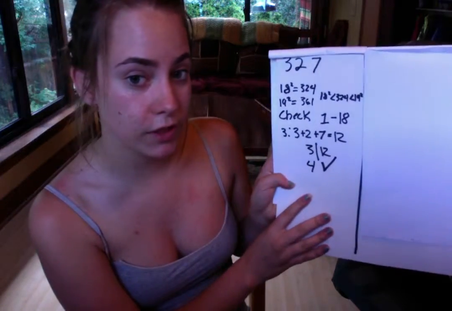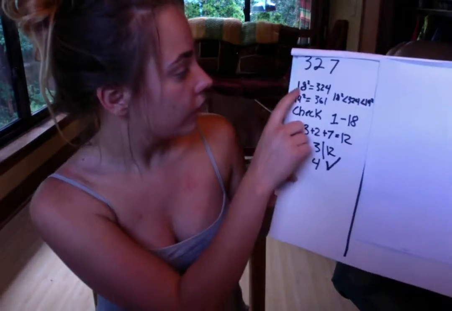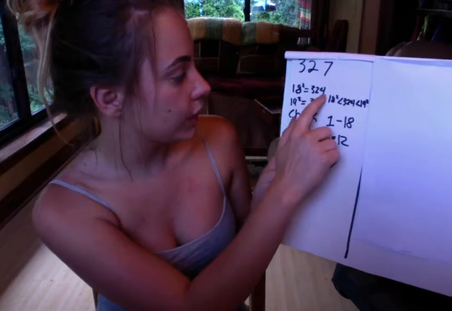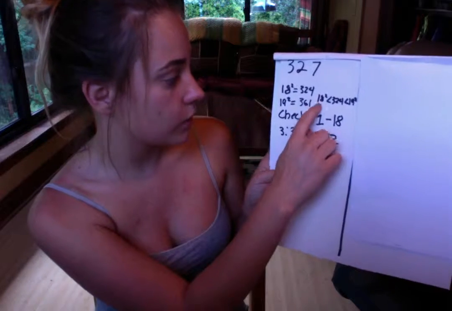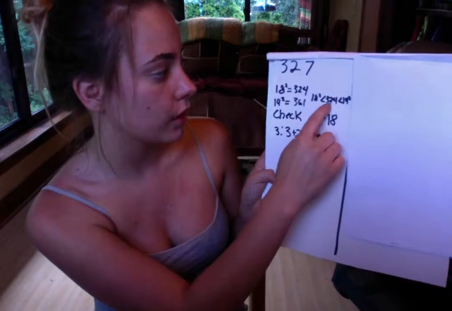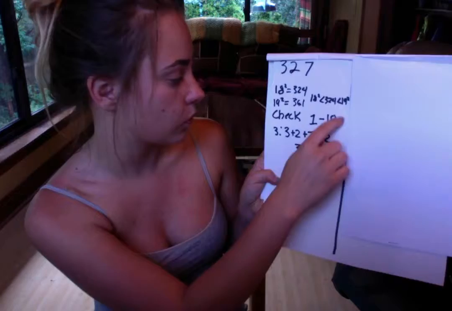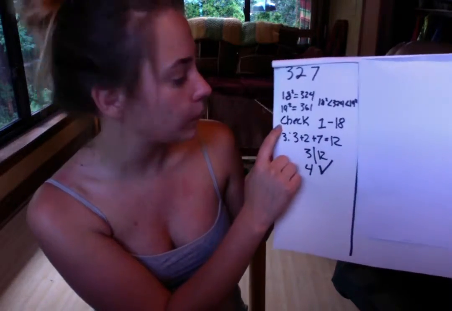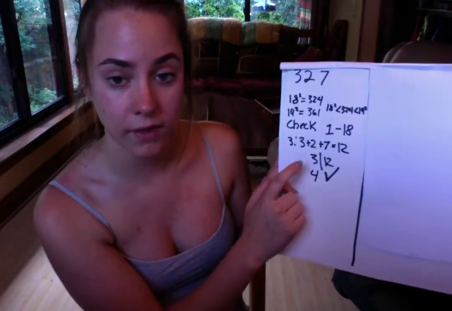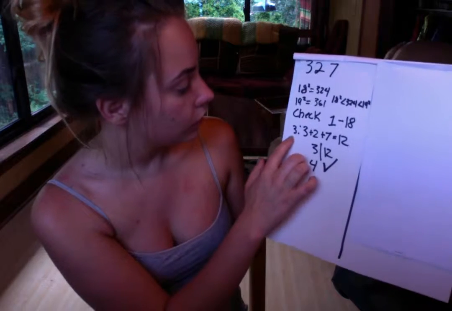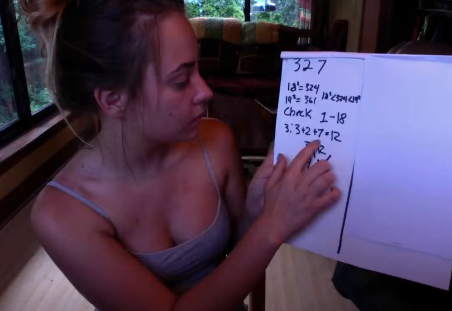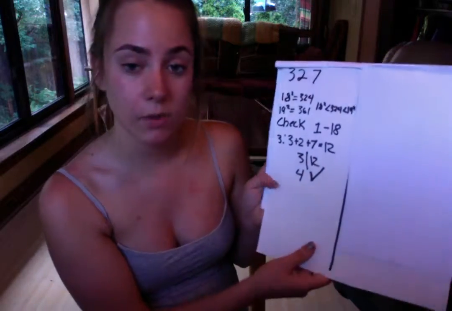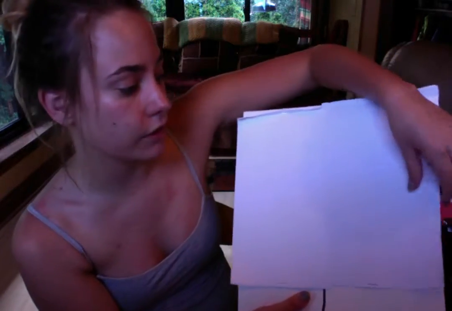Our first number is 327. First, you have 18 squared is 324, 19 squared is 361. So you have the equation 18 squared is less than 324 is less than 19 squared. This means that you can check for prime numbers 1 through 18 to find factorization. You see here that 3 works. 3 plus 2 is 5, plus 7 is 12. 3 divided by 12 is 4, so this fits with our theorem.